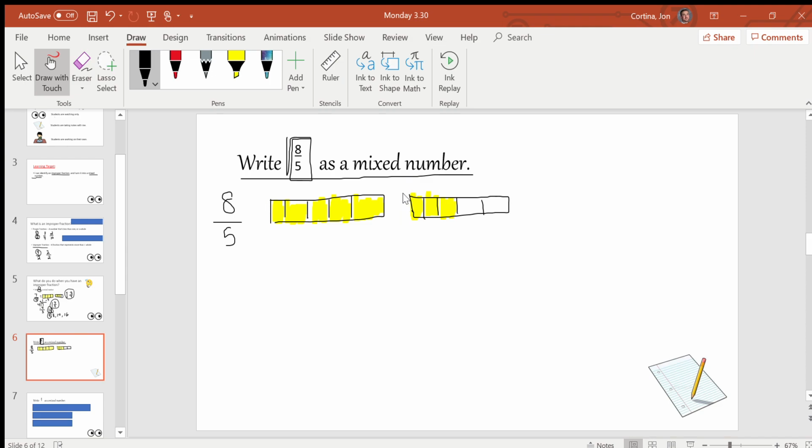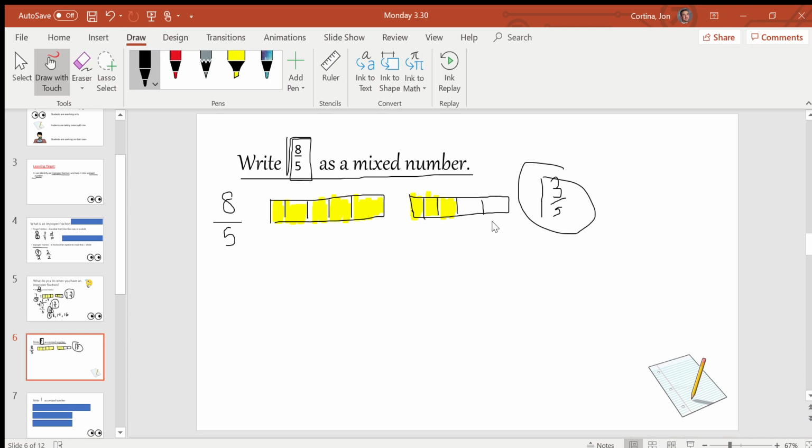We shaded in one whole tape diagram. So we're going to write 1 to represent our whole. And then we went to the second tape diagram, and we had to shade in 3 more out of that 5. So our mixed number is 1 and 3 fifths.